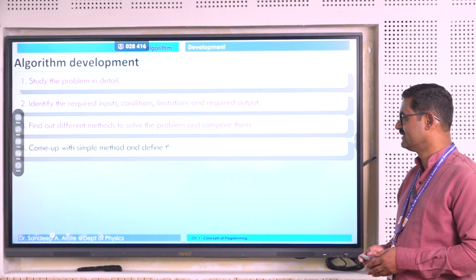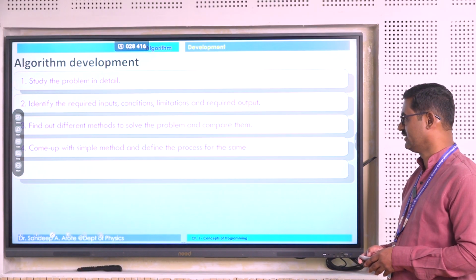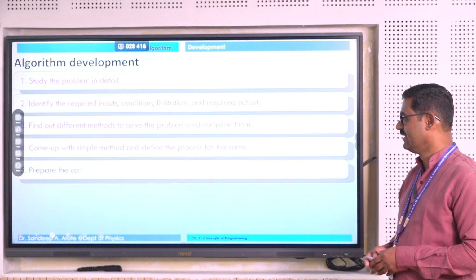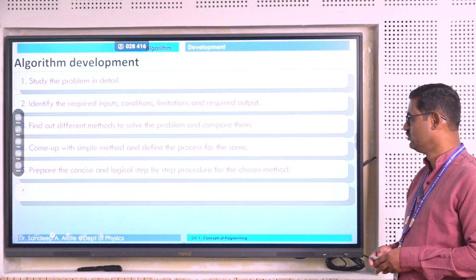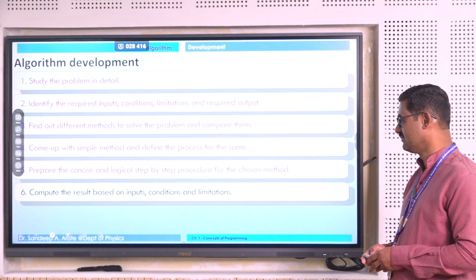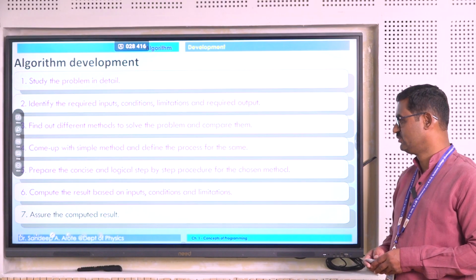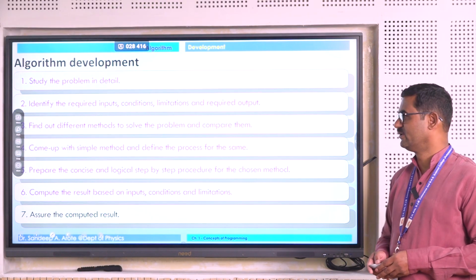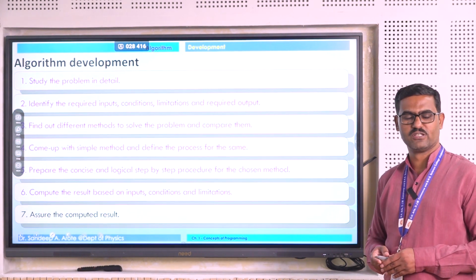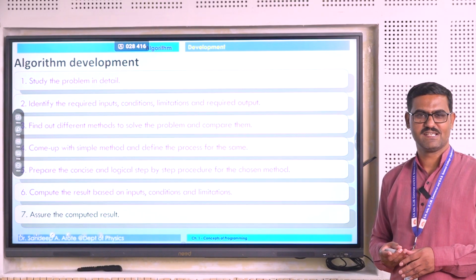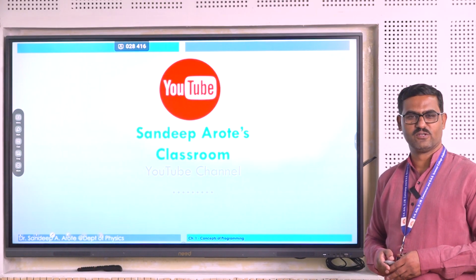Once you have found different methods, then come up with the simplest method and define a process in a concise manner for that particular method. Then prepare a concise and logical step-by-step procedure for the chosen method. Once you have logical steps, then compute the results based on your input, conditions and limitations. Once you did it, then assure the computed result is correct for that particular problem. So while writing any algorithm, if you follow all these steps, then the algorithm becomes logical as well as precise, concise, finite, unique and effective. So this is all about algorithm development.